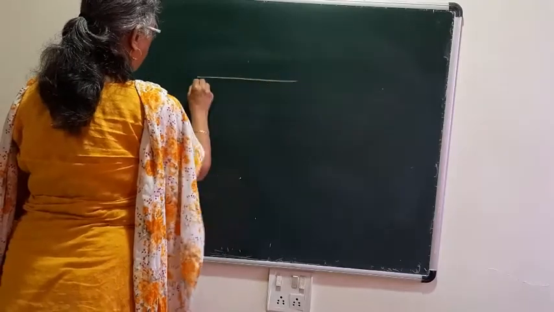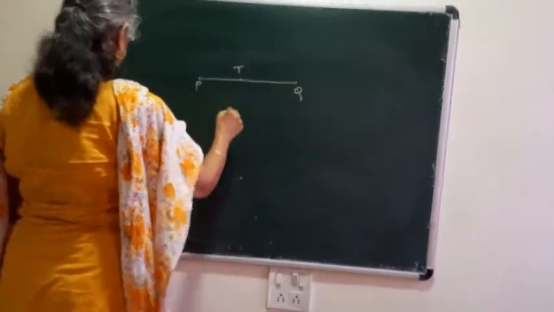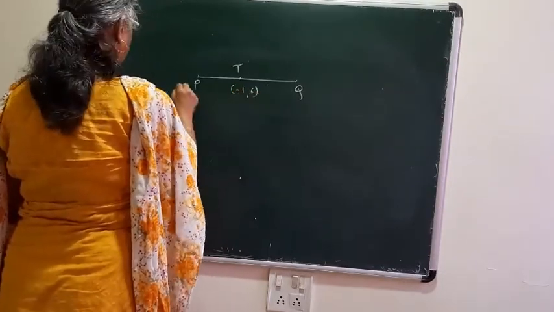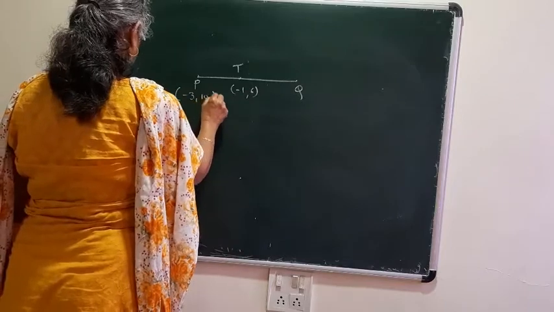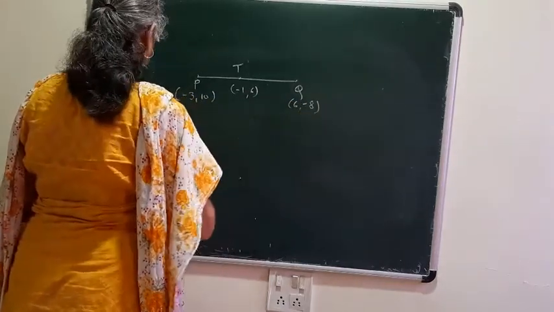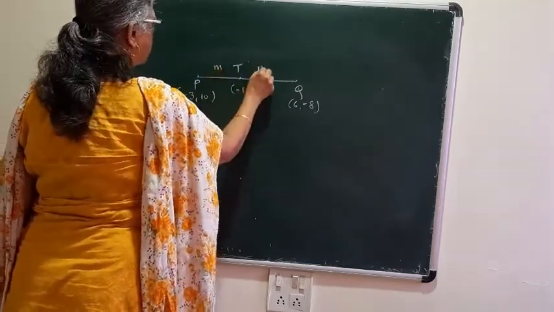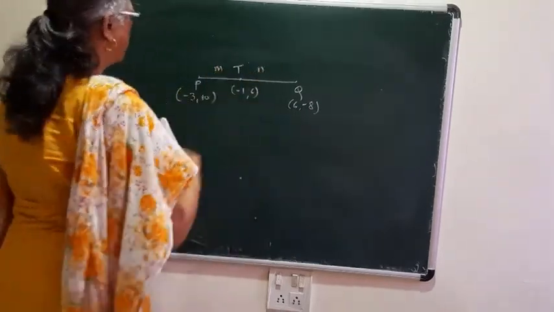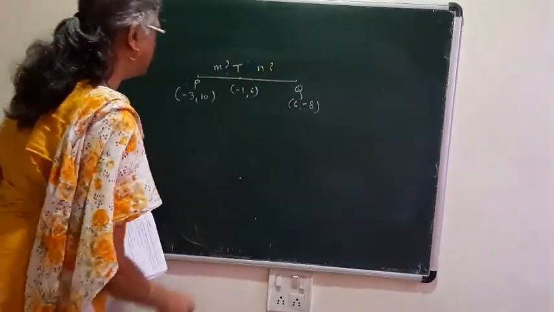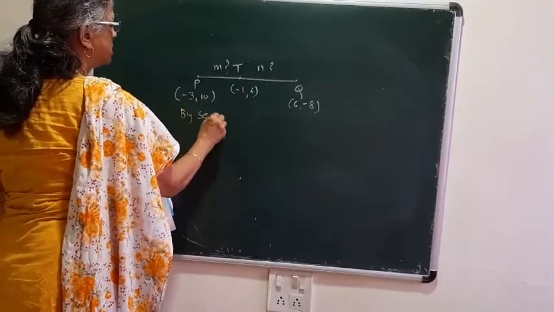They have given line segment PQ. Point T they have given, whose coordinates are minus 1, 6. Then here P coordinate is minus 3, 10 and Q coordinate is 6 and minus 8. Find the ratio in which, so you are asked to find m is to n. M you do not know, n you do not know, so you are asked to find m and n. So again you are going to use the same formula, the section formula.